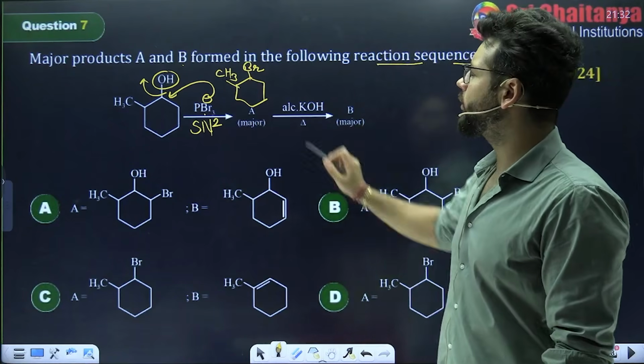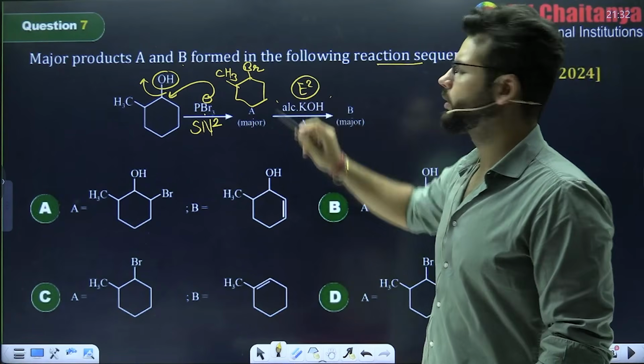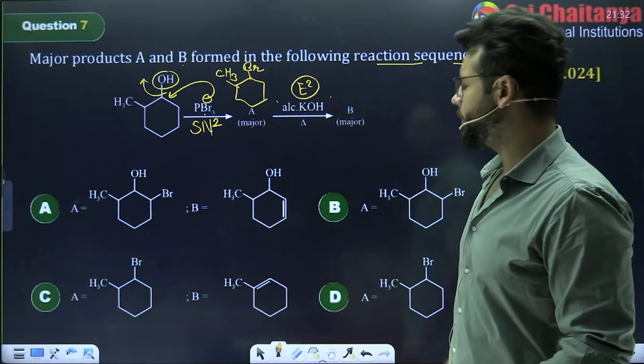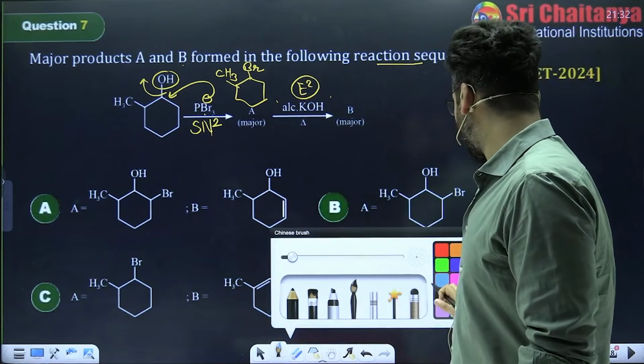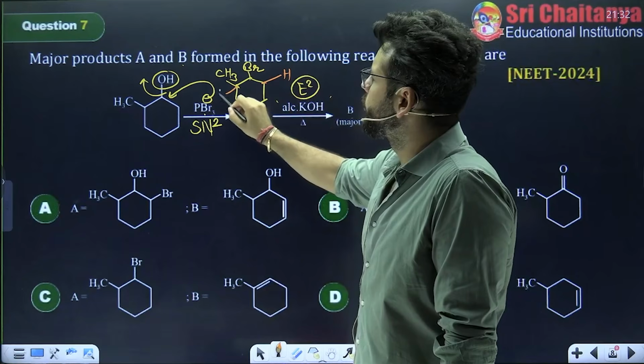Then they are doing alcoholic KOH, which is an E2 elimination reaction. Beta deprotonation will happen. There are 2 beta protons available for us here. I can see 1 beta proton here, and 1 beta proton here.